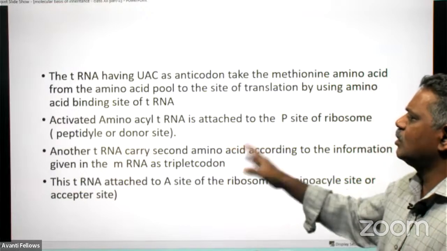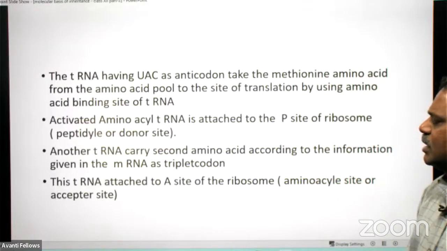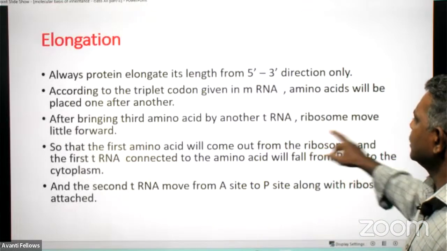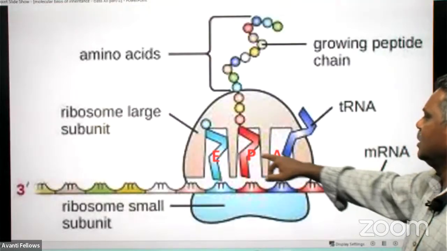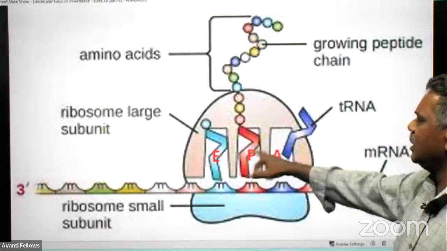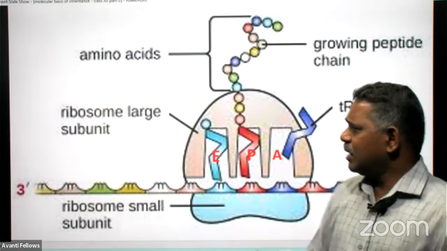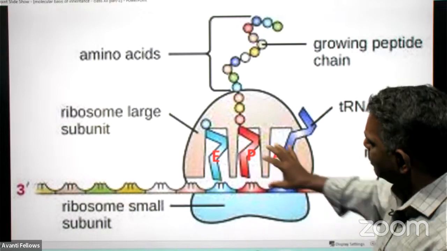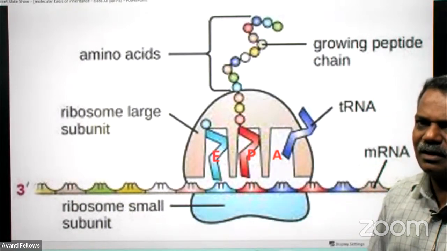Then activated amino acid tRNA attached to the P site of the ribosome. That is what the peptidyl site or the donor site only. Here you can find the donor site here. Already we discussed here. Right. And this is what the first amino acid places only in the P site, not in the A site. A site is what the acceptor site. But to initiate, methionine only is starting this amino acid that will be placed, the first one will be placed first in the P site only, not in the A site.